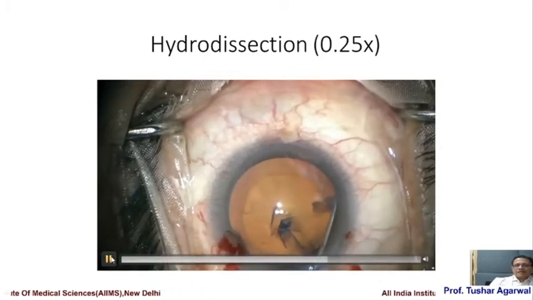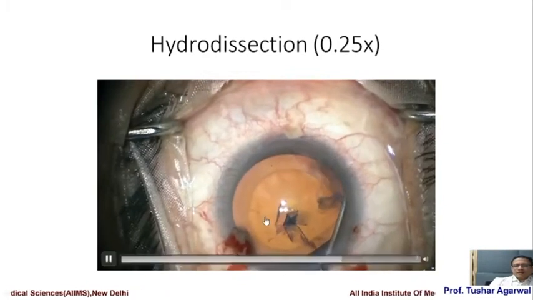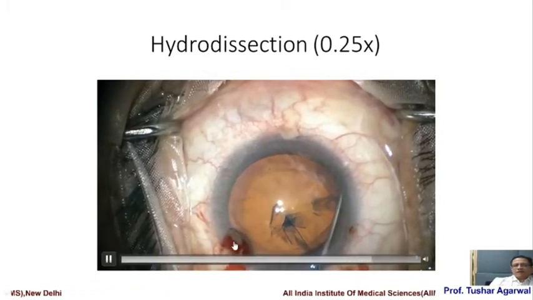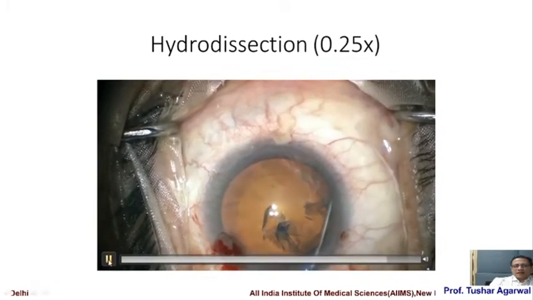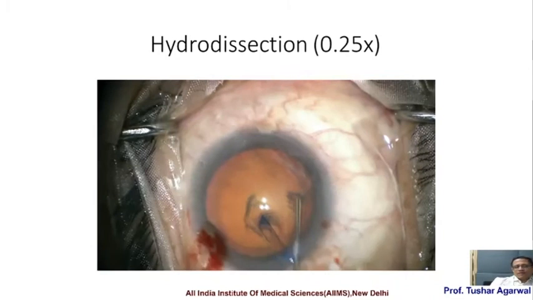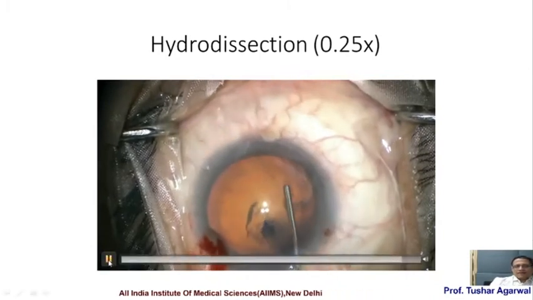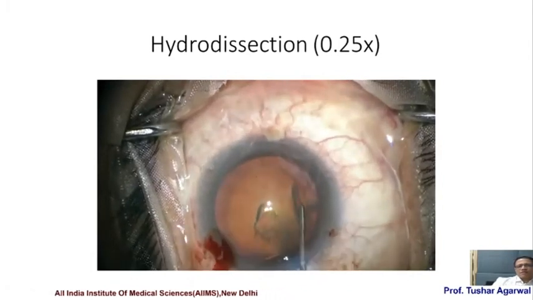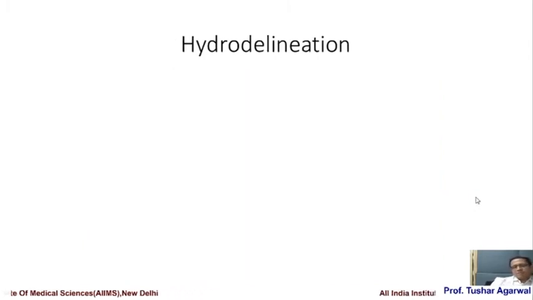Once you start injecting, don't stop. You'll see a wave forming, as in this case. Keep going till the wave ends at the other end. Don't stop in between, because if you stop in between, you'll lose the plane and the hydrodissection won't be complete. And then the final step, you depress the nucleus. It will release some of the fluid which is accumulated at the back and allow you to go to the next step, which is hydrodelineation.